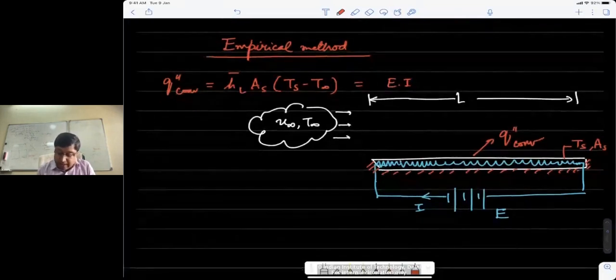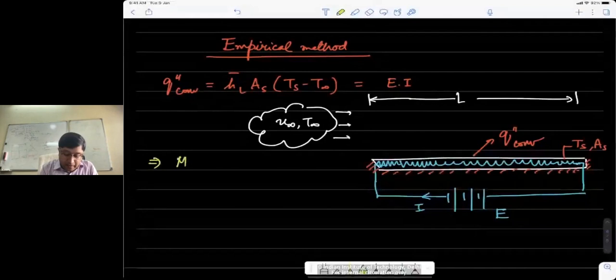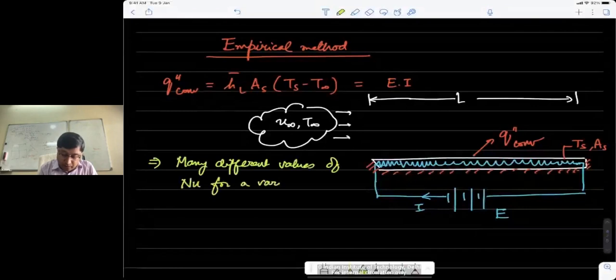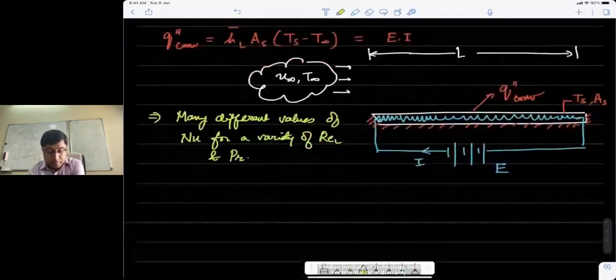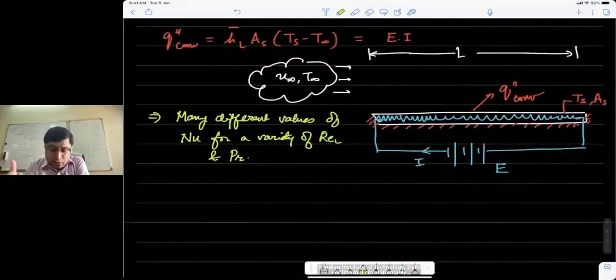So what this will do is, if I have all this data available with me, I can have many different values of Nusselt number, Nu, for a variety of Reynolds number and Prandtl number. So Nusselt number will come from the heat transfer coefficient. Reynolds number and Prandtl number, as I said, Prandtl number will come from the choice of the fluid, and Reynolds number also changes when you change the fluid, by the way, because the viscosity changes. But you can also change it by changing the length or the flow rate over the surface.